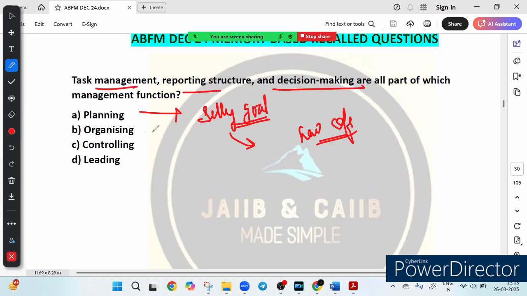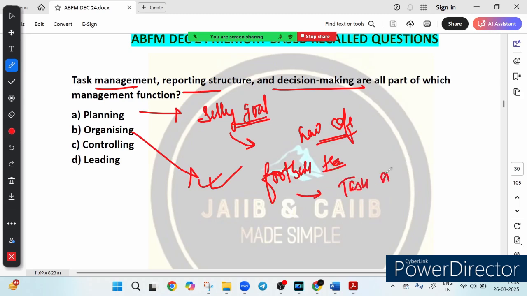What about option B, organizing? Yes, this is the correct answer. Organizing is all about structuring the work, assigning the roles, setting up a reporting hierarchy. For example, suppose you are running a football team, right? The coach assigns players to different positions. That is called task management. The second thing is that players report to their captain and the captain reports to the coach. This is called the reporting structure.